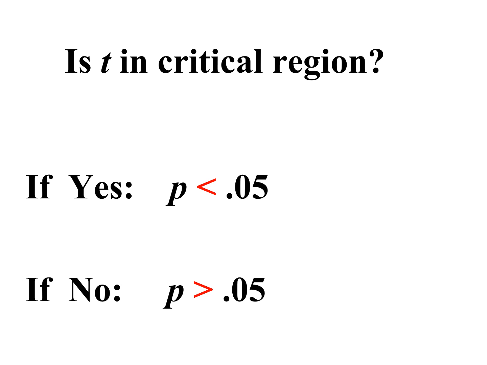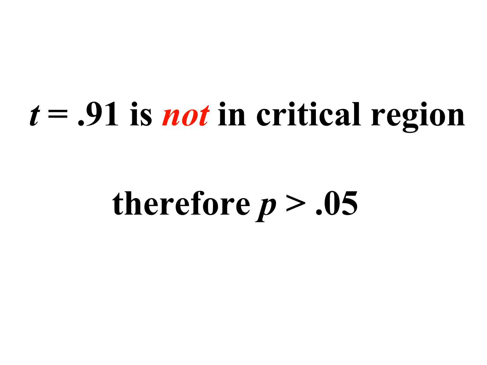This p stands for probability, and p less than 0.05 means that our t-value lies in the 5% of least likely scores. If the answer is no, our t-value does not fall in the critical region, then we say that p is greater than 0.05. And p greater than 0.05 means that t does not lie in the 5% of least likely scores. In our example, t equal 0.91 is not in the critical region. Therefore, we say that p is greater than 0.05.